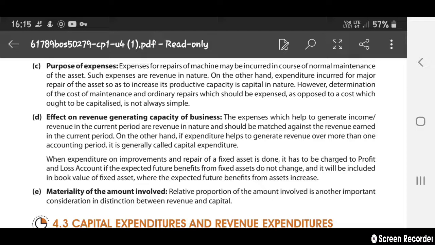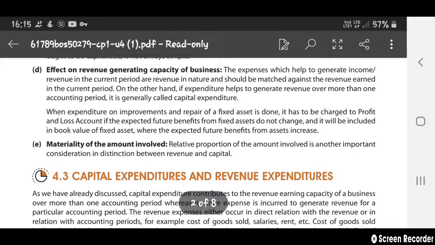However, determining the cost of maintenance and ordinary repairs that should be expensed, as opposed to the cost that should be capitalized, is not always simple.